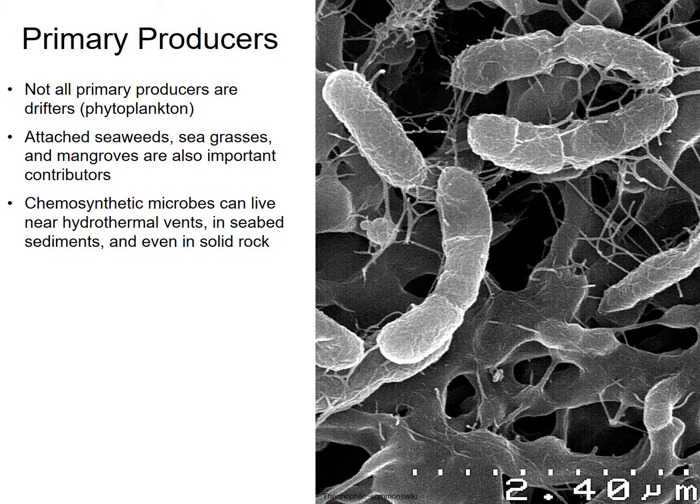Not all primary producers are phytoplankton, even though the rest of this topic is concentrated on phytoplankton. Some are seaweeds, seagrasses, and mangroves. They are not phytoplankton. And then we also discovered in the 1970s that there are chemosynthetic microbes that live near hydrothermal vents on the ocean floor or even in seabed sediments and even in solid rock.